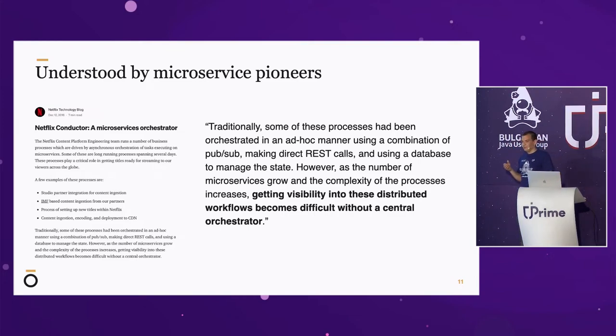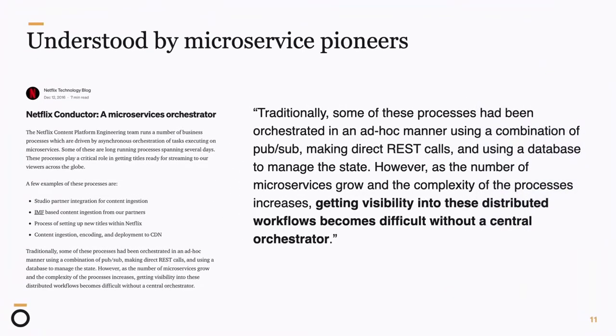However, with the growing number of microservices that they had, getting visibility into the whole distributed process became really hard for them. One example that they give is they were often asked, how far are we in the setup of a given movie? So how long would it take until this movie actually ends up on the Netflix website and people can look at it? And they couldn't answer this. They had no way of operationally knowing how far the process is.